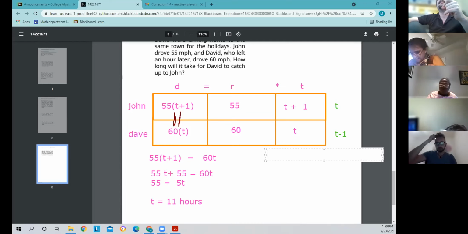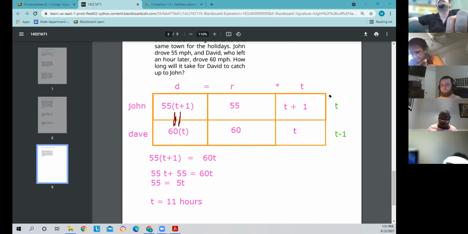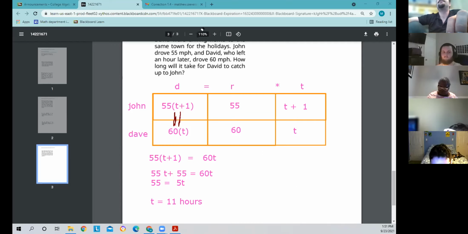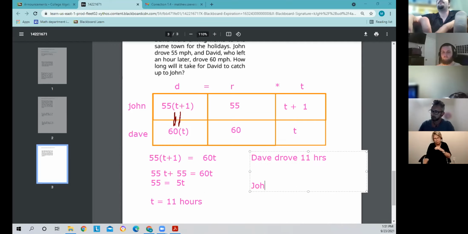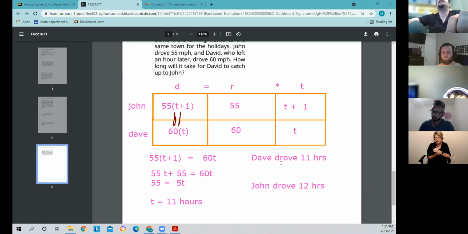So what does this tell me? I want to go back and interpret this. Who drove 11 hours? Dave did. David drove 11 hours. Okay. John drove 12. And John was on the road an hour before, so John drove 12 hours. Wait, what? Dave is T, which is 11. But if we do T plus one, 11 plus one is going to give us 12, right?